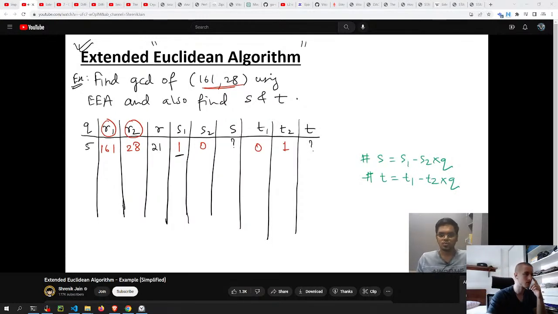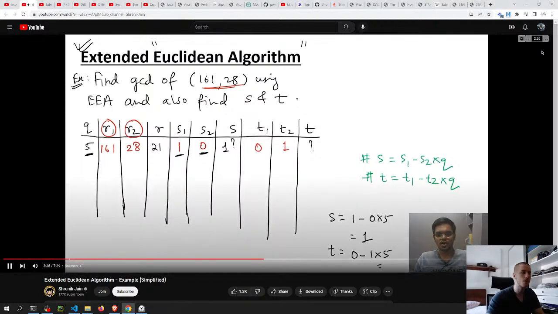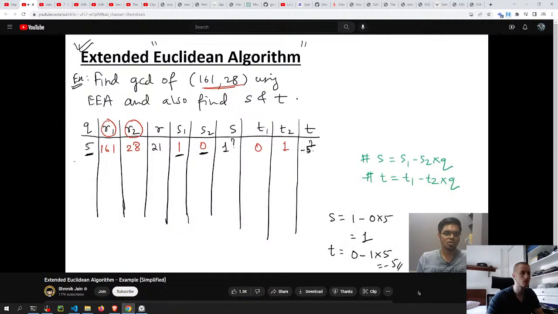So what is the value of S? S1 is 1, S2 is 0 and Q is 5. After substitution, S is equal to 1 minus 0 times 5, which is 1. So the value of S is 1. Similarly, you can find the value of T. T is equal to T1, which is 0, minus T2, which is 1, times Q, which is 5, so minus 5. I will write here minus 5. I hope you got your row 1 elements.